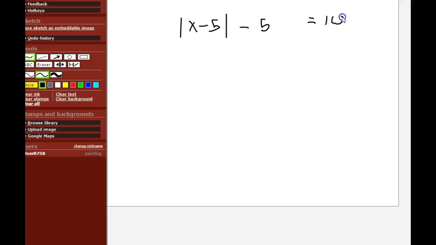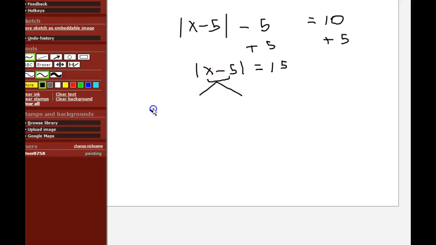Now, what we have to remember is that when you're solving an absolute value equation, you have to isolate the absolute value first. You have to isolate this, so I'm going to add 5 to both sides. Therefore, I have the absolute value of x minus 5 is equal to 15. So we need the two values for x so that this is a distance of 15 from 0. So you set this in either direction.